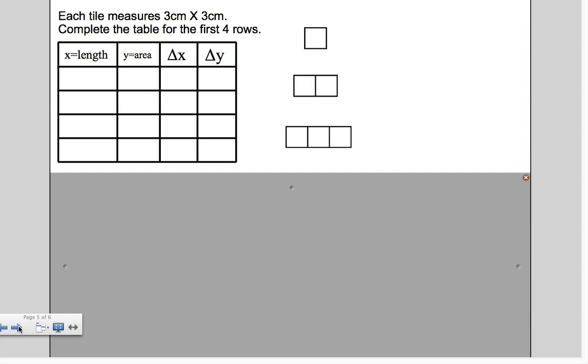So I have tiles that measure 3 by 3 centimeters, and we want to complete this table for the first 4 rows. We have x, which is the independent variable, our length. Then we want to figure out the area of these rows of tiles. We're going to let that be y, our dependent variable, because area depends on the length. Before we had delta y, our first differences, now we also have a column for delta x. Change in x, change in y.